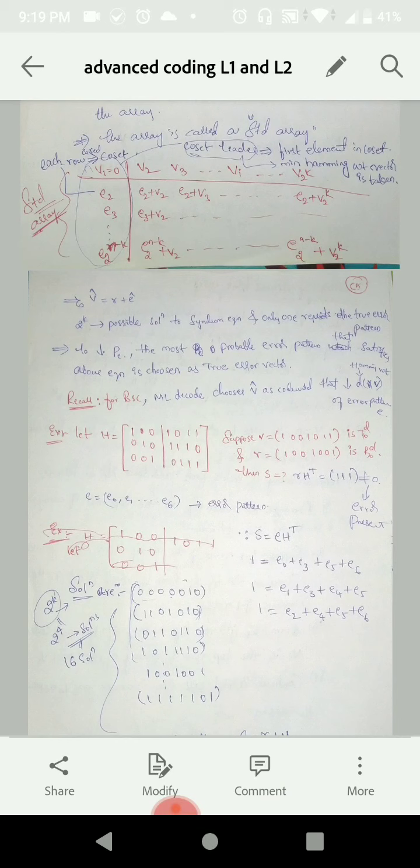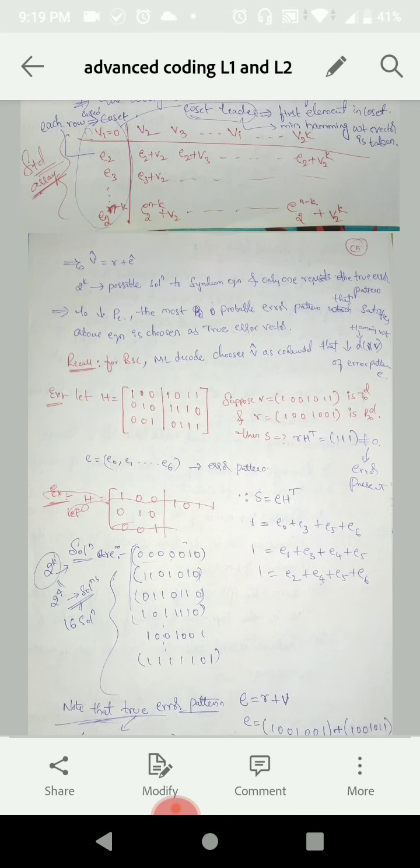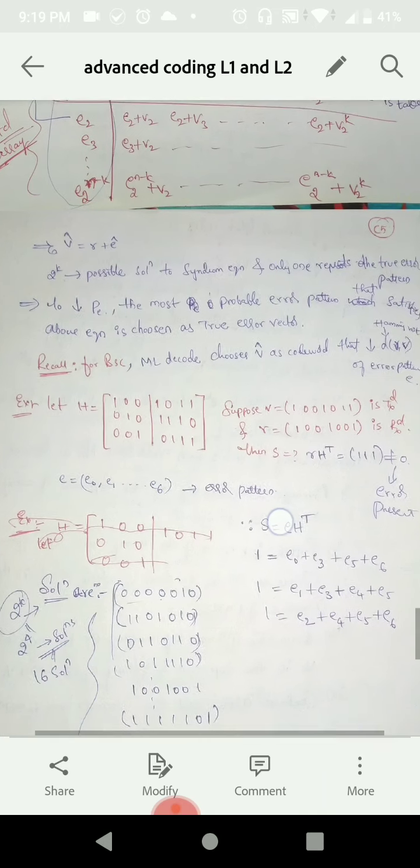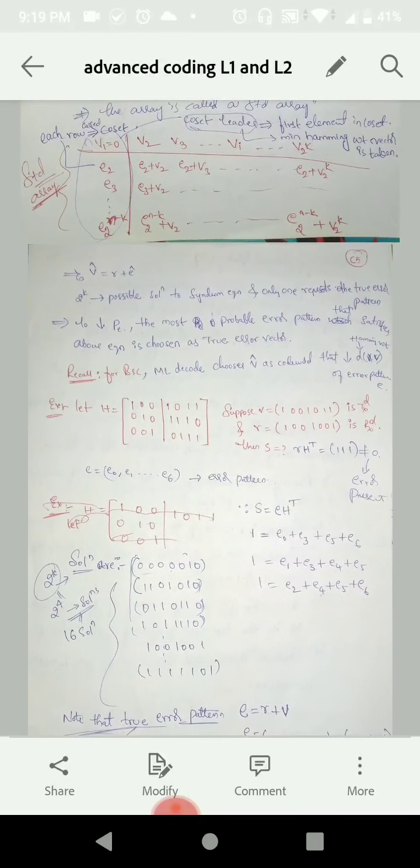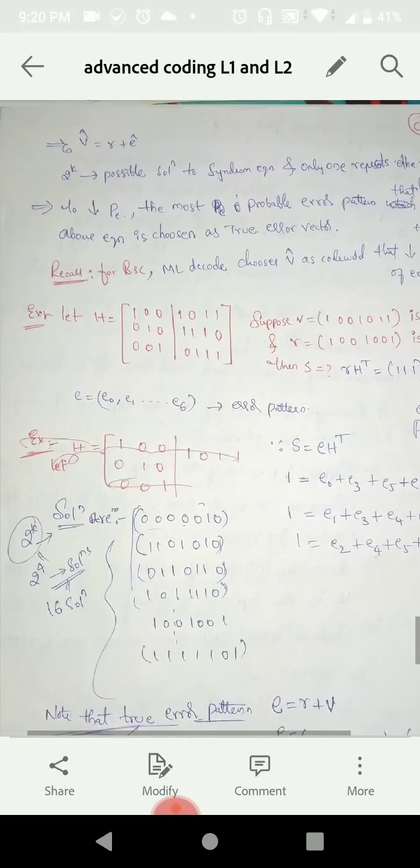So for the ej values, there are 2 power k possible solutions for the syndrome, and only one represents the true error pattern. So in order to reduce the probability of error, the most probable error pattern that satisfies the above equation is chosen. Whatever the most probable error pattern which satisfies the syndrome equation, we need to choose that as the true error vector. So let me take an example of a BSC.